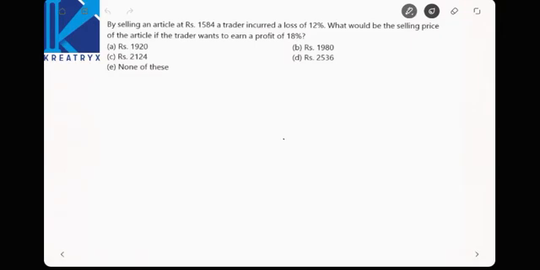Next, let us start with the questions. Questions are very easy. Let us do them without using any formulas. By selling an article at rupees 1584, a trader incurred a loss of 12%. What would be the selling price of the article if the trader wants to earn a profit of 18%? So see here, the selling price is 1584, and this 1584 is nothing but equal to how much?